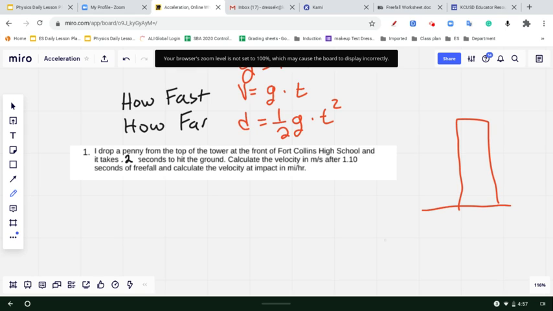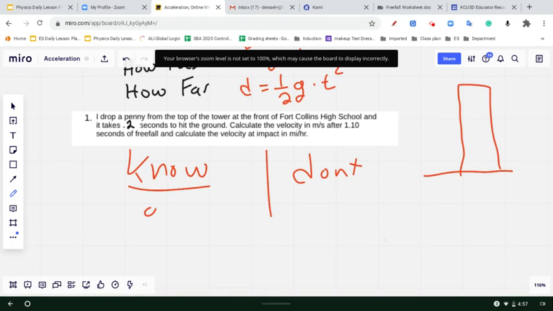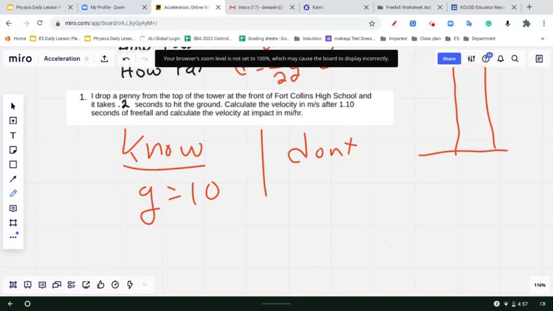So we're going to write out here the things that we know, and the things that we need to know, or things that we don't. I just go through and make this little chart. I know my gravitational constant is going to be 10. I know the time in this particular problem is 2 seconds.